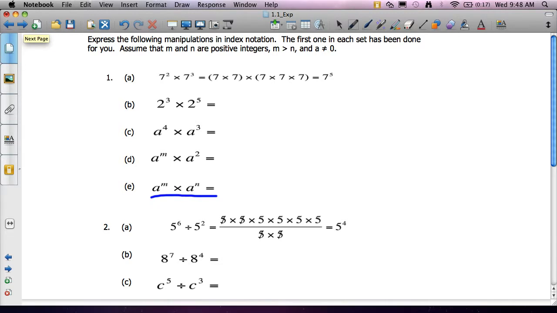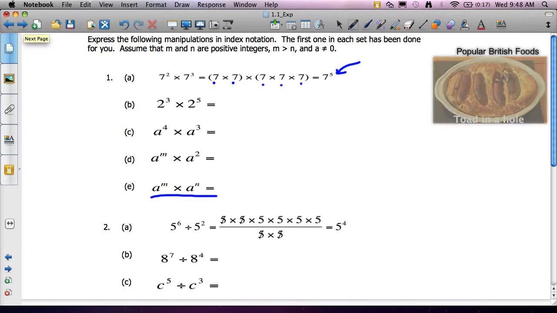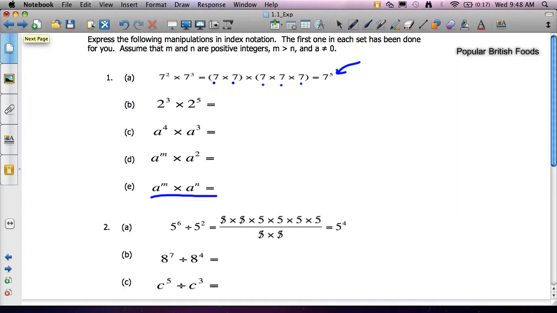You can go ahead and work these out on your own. But if we take a look at the first one, we have 7 to the second times 7 to the third, which means 7 times 7 for 7 to the second, times 7 times 7 times 7, which is 7 to the third. So really we have 5 sevens being multiplied together.